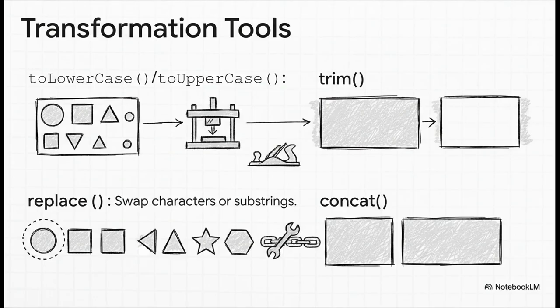And here's your utility belt of quick fix power tools. Need to make all user input the same case? toLowerCase or toUpperCase has got you. Got annoying extra spaces from a form someone filled out? trim cleans it right up. Need to swap one word for another? That's what replace is for. And to stick two strings together, you just concat them. These are the fast, powerful tools you will be using every single day.